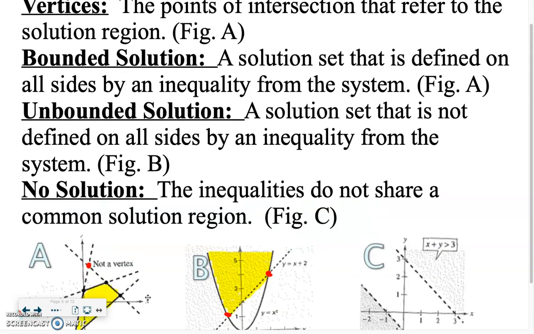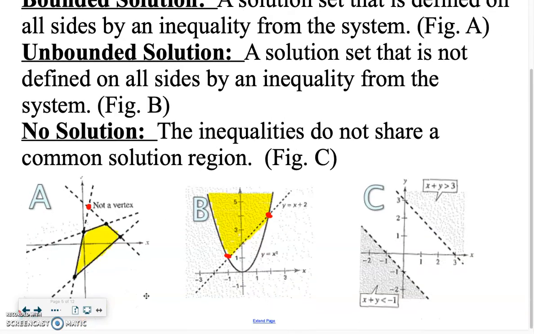All right. So next up, we have what we refer to as the bounded solution. So a solution set that is defined on all sides by an inequality from the system. We also have the unbounded solution, which is a solution set that is not defined on all sides by an inequality from the system. So to try to clear up what that means, I think that looking at a sketch is probably going to be the easiest option. A bounded solution, exactly as the word bounded would imply, is completely contained, right? An unbounded solution, it's not completely contained, and the shaded region is going to infinity, either positive or negative.